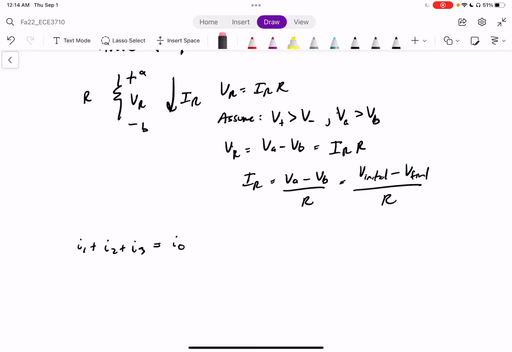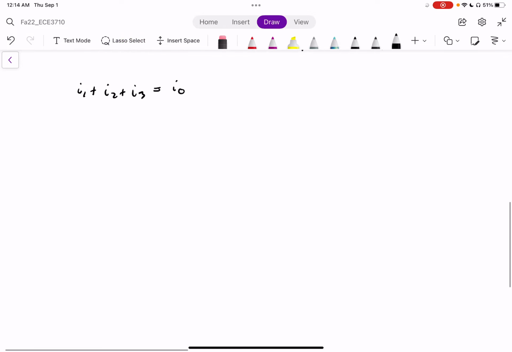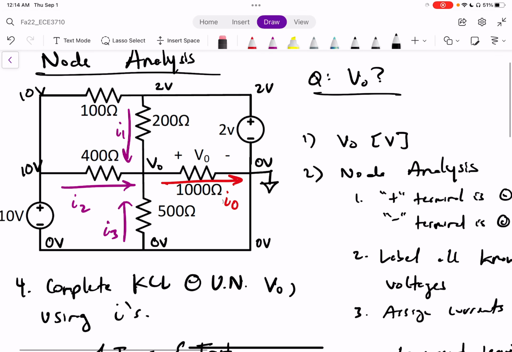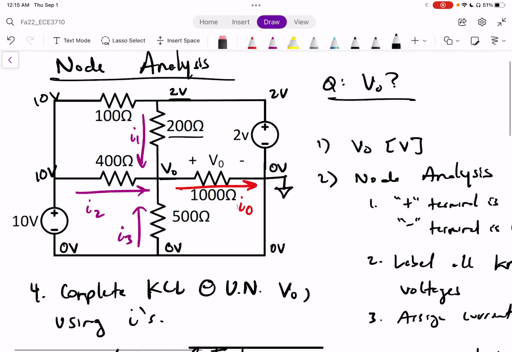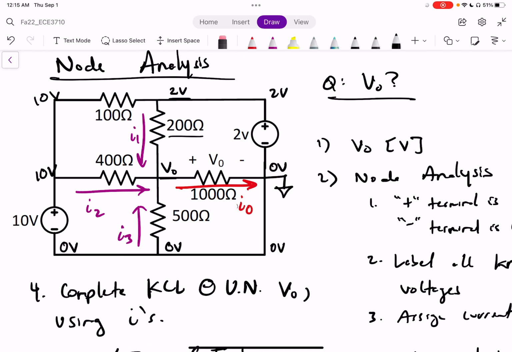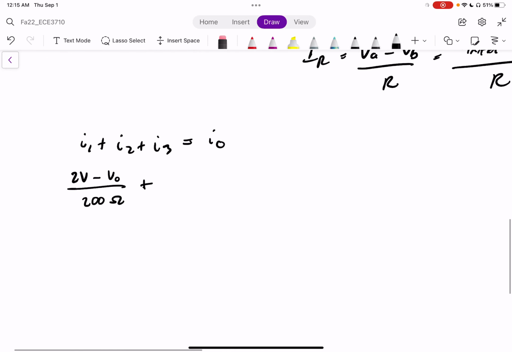I'm gonna put it right there. So we are continuing. What is I1? Well, I1 is V initial minus V final: 2 volts initial minus final, VO, divided by 200 ohms. 2 volts minus 0 volts minus VO divided by 200 ohms. What about I2? I2 is going from 10 volts to VO over 400 ohms.